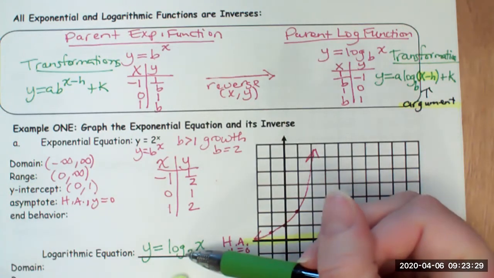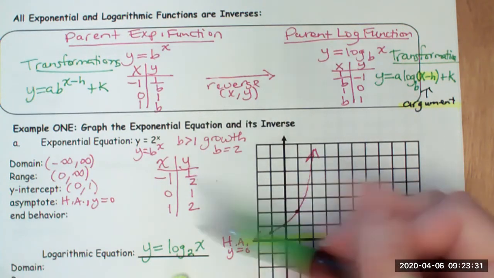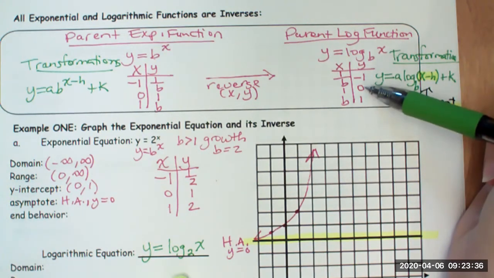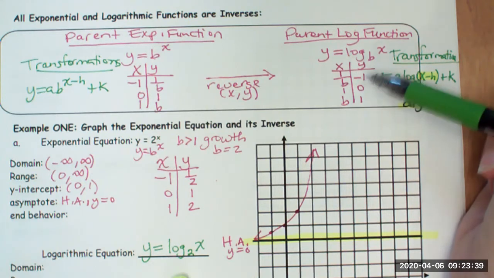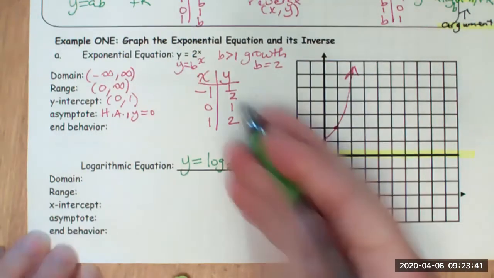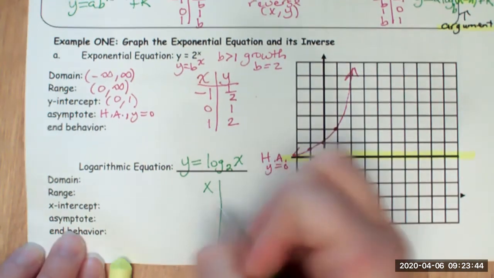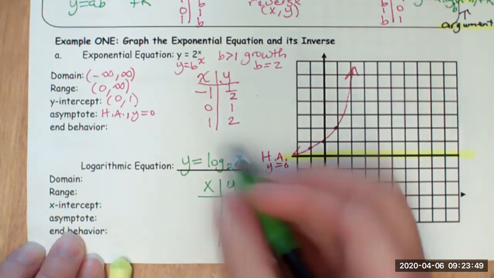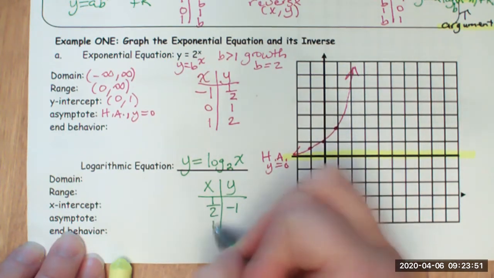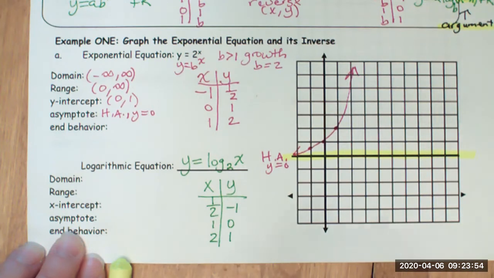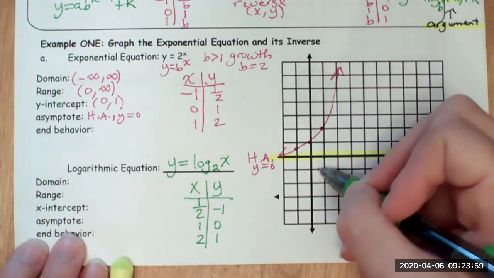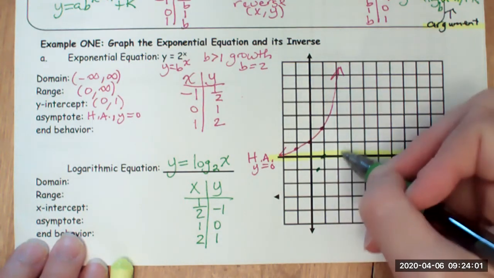Also, I can go back and remember, because in certain cases, we're going to be just starting with a log equation. We're not going to have the exponential in front of us. We can just look at our parent log function table and use that. So either way, we'll end up with this table here. And because it's right in front of me, I'm just going to reverse the x, y values here. So I'll have 1 half, negative 1, 1, 0, 2, 1. And I will graph that in green. So I've got 1 half, negative 1, 1, 0, 2, 1.